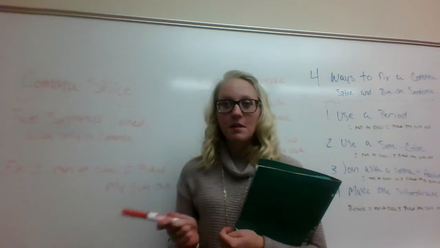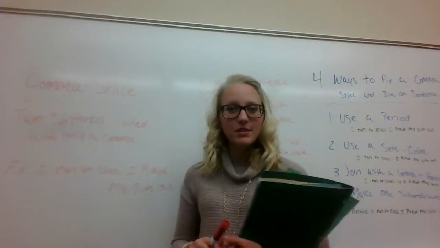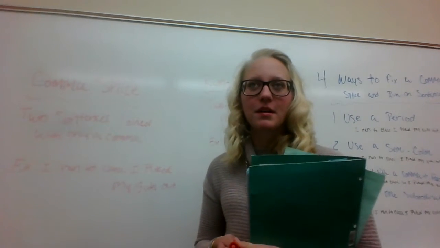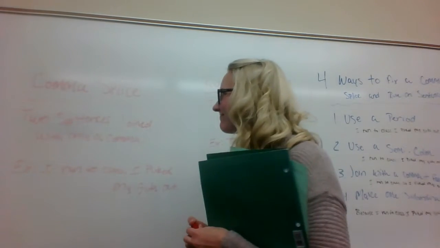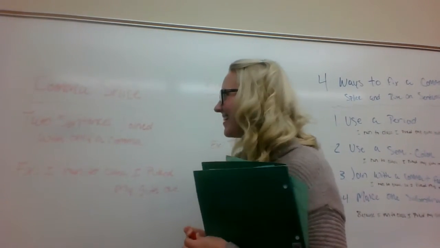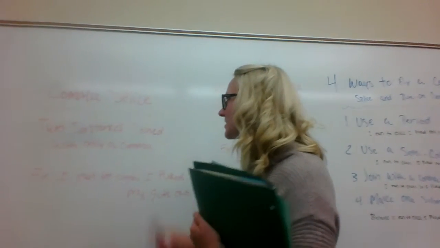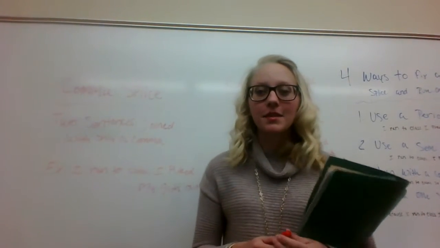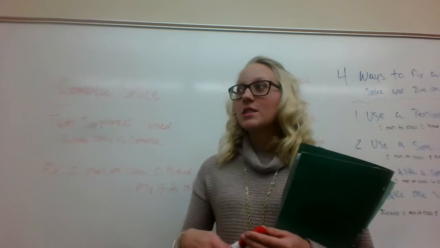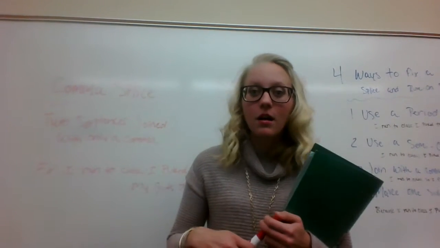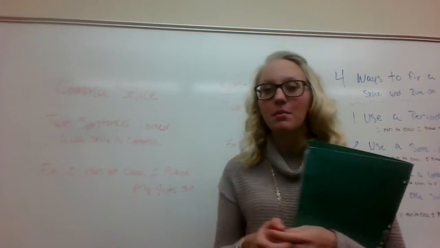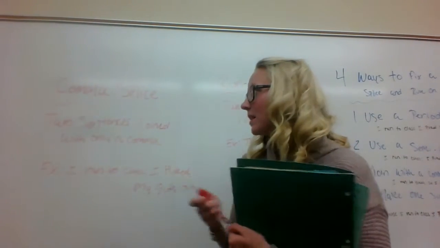So first we're going to talk about comma splices, and do any of you know what a comma splice is? I'm going to let you think about that for a few seconds. Okay, a comma splice is two sentences joined with only a comma. This can be two full sentences, or a subordinate clause and a main clause. Ideally, it is just improper grammar, and we're going to talk about fixing that today.